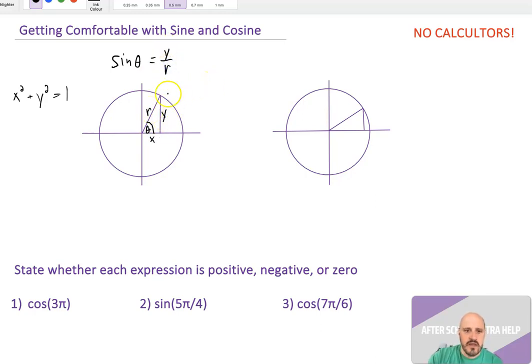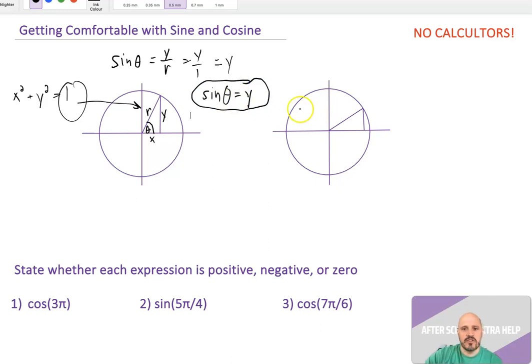But what did we just say? If we're talking about our unit circle, our radius here is 1. Do I really need to divide by r? I am dividing by r, but it's really 1, and y over 1 is just y. So my first takeaway is that I always need to remember that the sine of theta is y when we're doing all of these great trig unit circle questions.